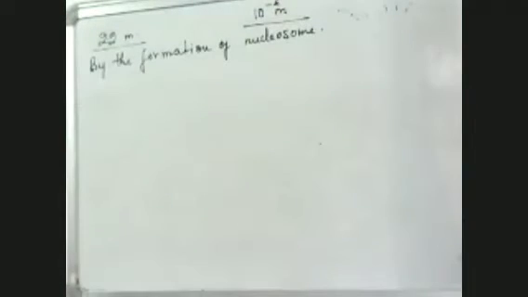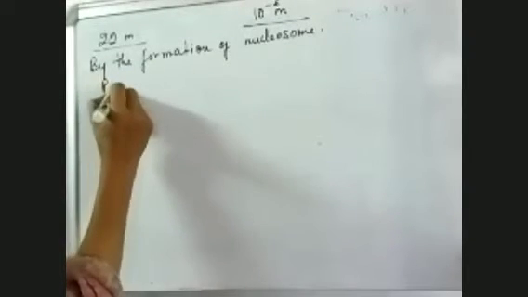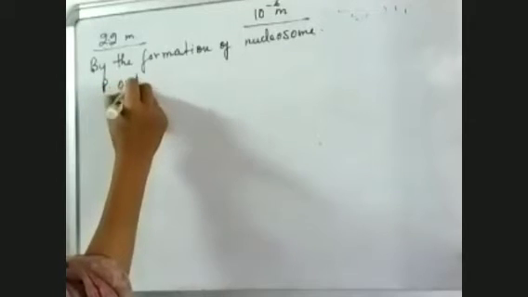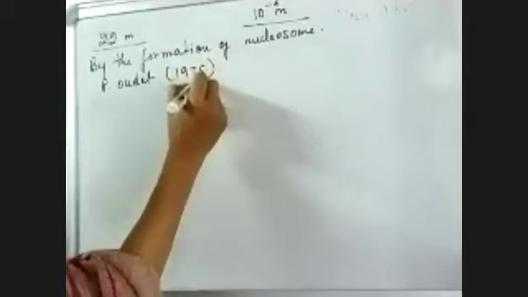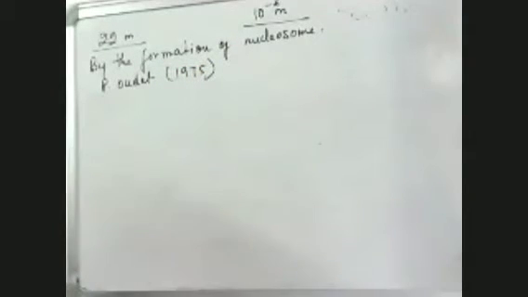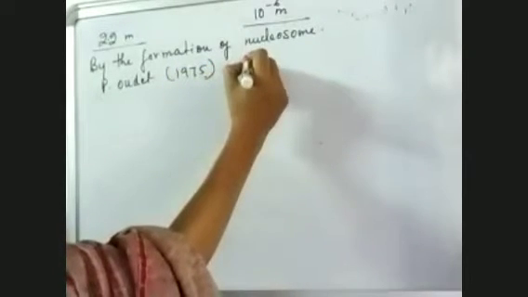There was a researcher named P. Oudet, in the year 1975. What did he notice? When he saw the chromosome, he noticed some bead-like structures on the DNA, and he gave it the term nucleosome.